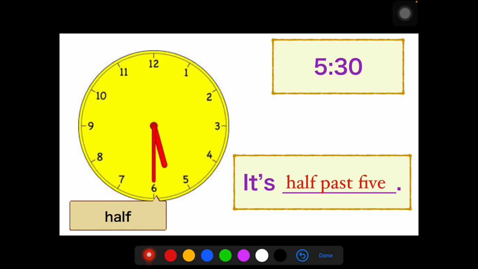Or what if the short indicator is pointing at number 11? So this one is half past what number? So the short indicator is here. We need to use the number before it. So it's half past 10.